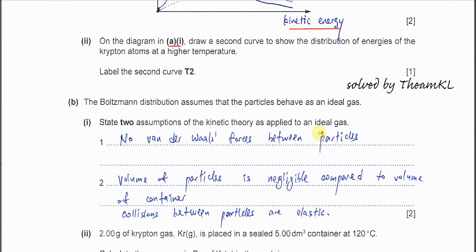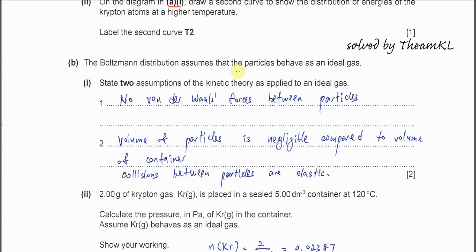Okay, B. The Boltzmann distribution assumes that the particles behave as an ideal gas. State two assumptions of the kinetic theory for this ideal gas. The two most significant assumptions are the IMF and the volume. No van der Waals forces or IMF between the particles. Means there will be no attractions or repulsions between particles. Okay, and this is one of the ideal gas assumptions.